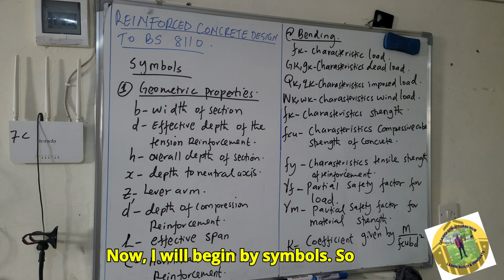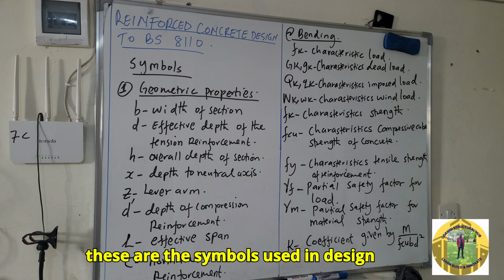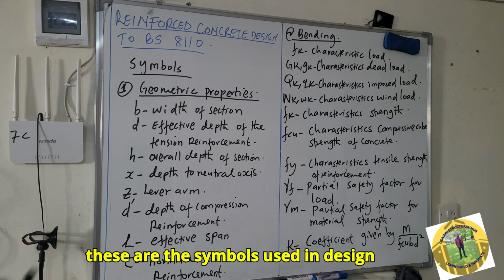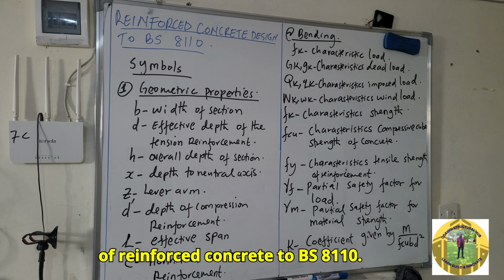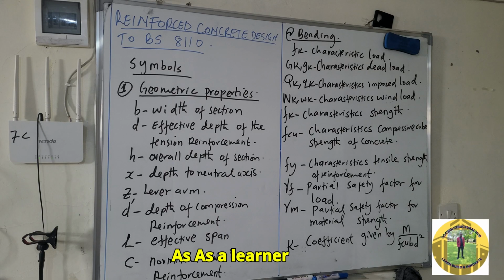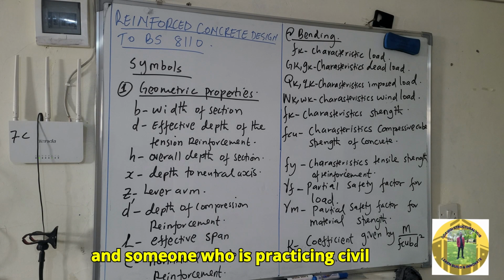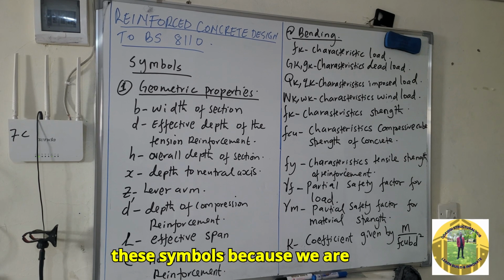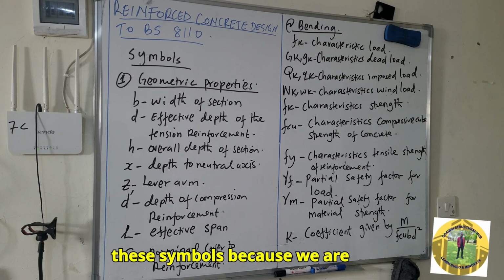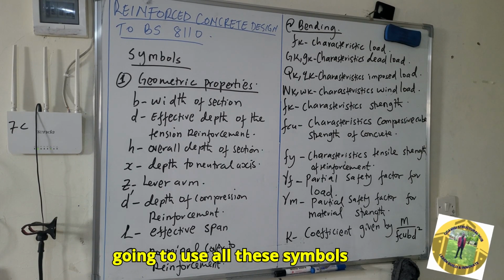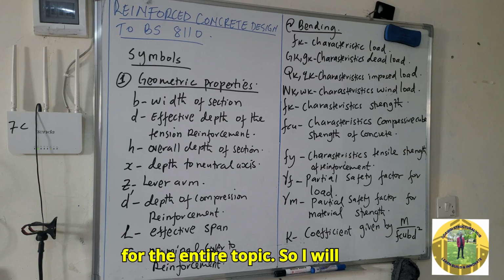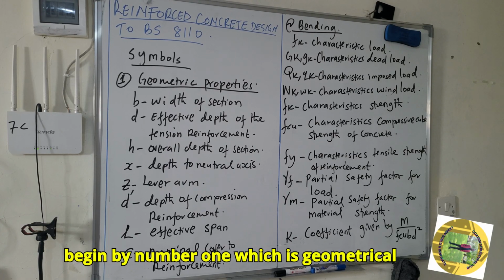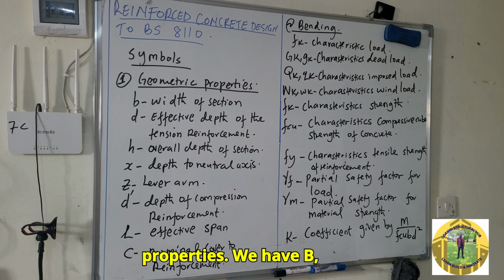Now, I will begin with symbols. These are the symbols used in design of reinforced concrete to BS 8110. As a learner and someone practicing civil engineering, you should know these symbols because we are going to use all of them for the entire topic. I will begin with number one, which is geometrical properties.